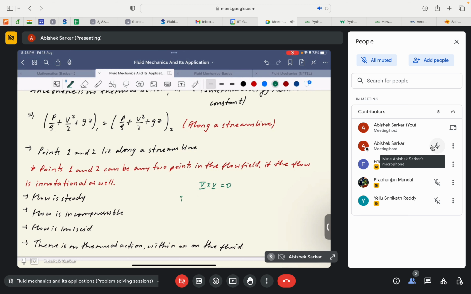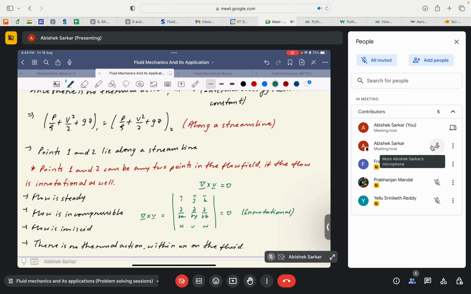For a 3D Cartesian coordinate system, if u, v and w are the velocity components, then the curl is given by the following determinant. So this is the curl of velocity. And if this is equal to 0, it implies that the flow is irrotational. I hope you now get it.